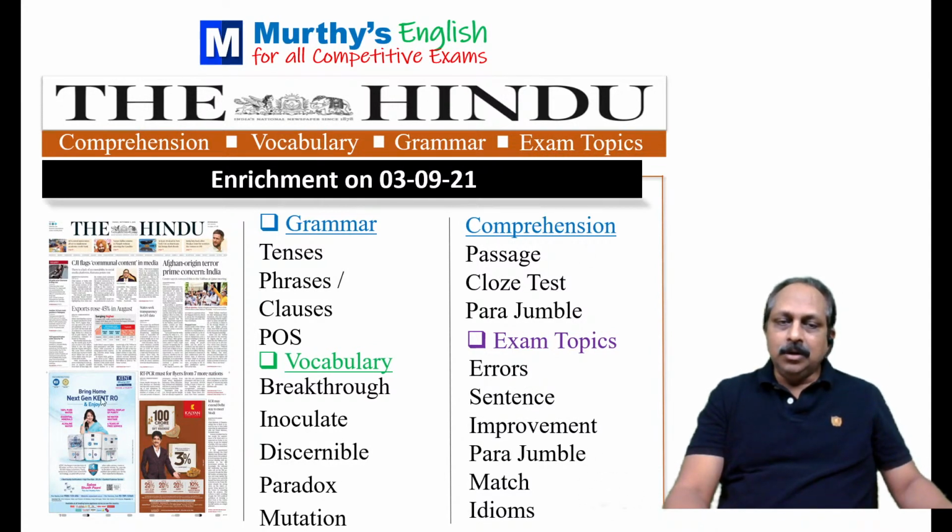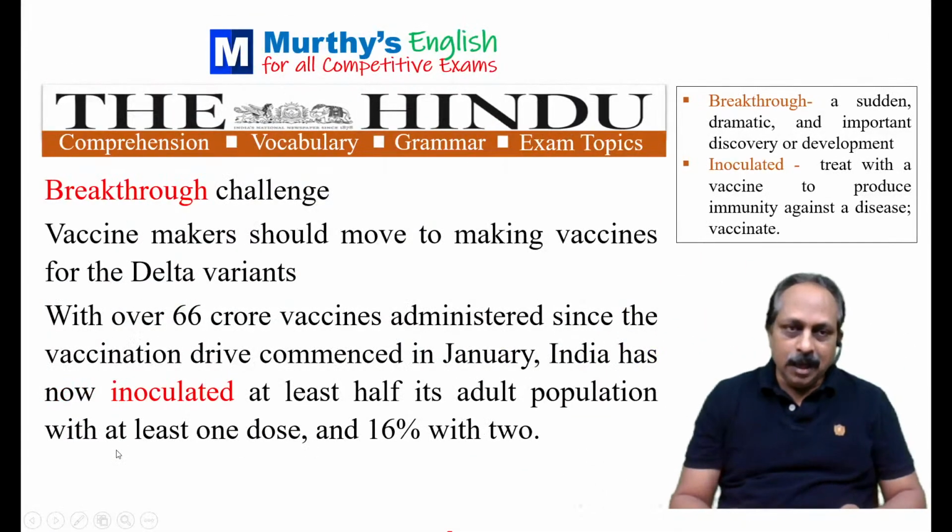And today you're going to work on error location, very difficult. If you get all the five correct, you should be very happy. Sentence improvement, rather easy. Para jumble, to some extent challenging. And match two columns, column one, column two, you have to match. And not that easy. As usual, idioms. Now let us go to the editorial analysis.